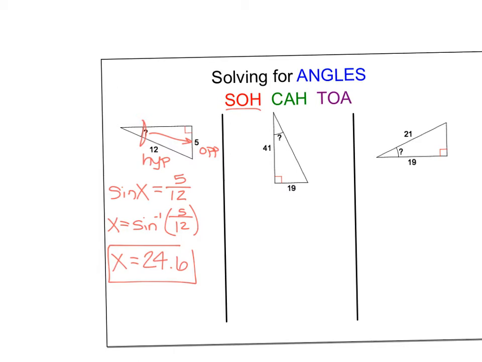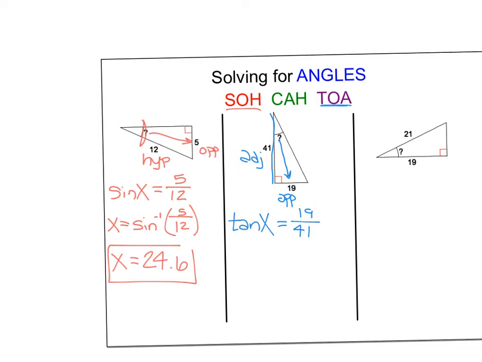All right, so now I'm going to try another one. In this case, we have opposite, because it's directly across, and we have the adjacent. Remember, it's attached, but it's not the hypotenuse. So that tells me we're going to be talking about tangent. So I have tangent of x, which is my angle, equals 19 over 41, opposite over adjacent.